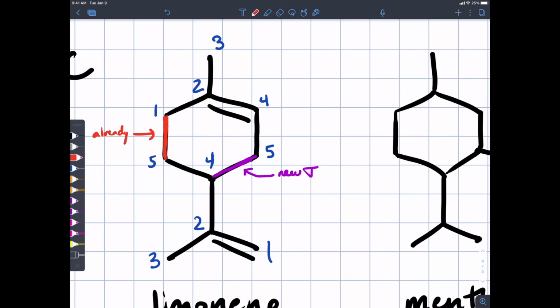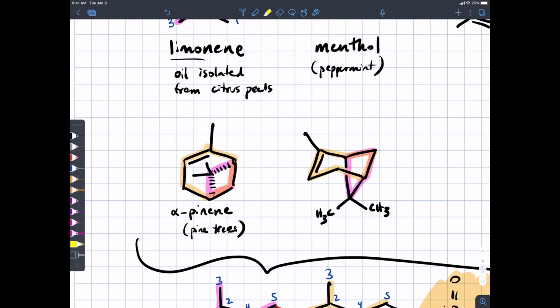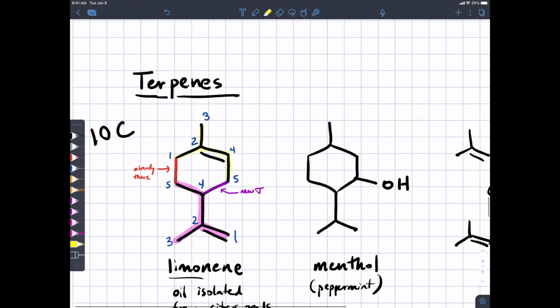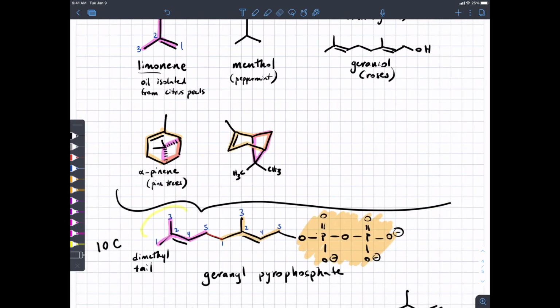So you remember in mechanism problems, it's useful to know what you got to do, what bonds you made versus bonds that were there and didn't change. And this is how you do that. Here are the isoprene units in limonene. Clarification on the dimethyl tail, that comes from the very end of the geranyl, or from 1, 2, and 3. Right? Yep.